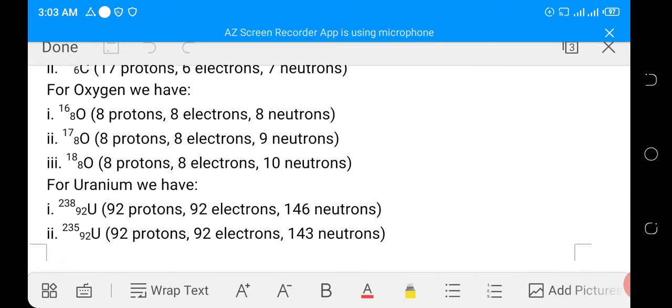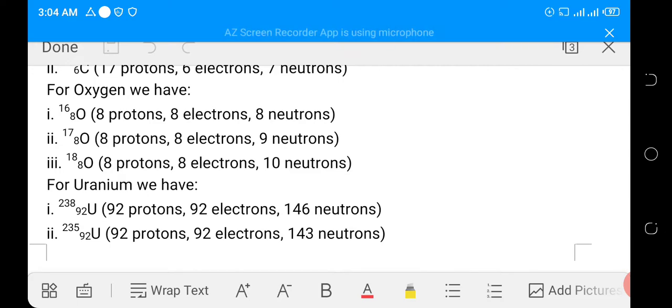Also, for oxygen, there are 3 isotopes: oxygen-16, oxygen-17, and oxygen-18. In oxygen-16, there are 8 protons, 8 electrons, and 8 neutrons. In oxygen-17, we have 8 protons, 8 electrons, and 9 neutrons. But in oxygen-18, we have 8 protons, 8 electrons, but 10 neutrons.